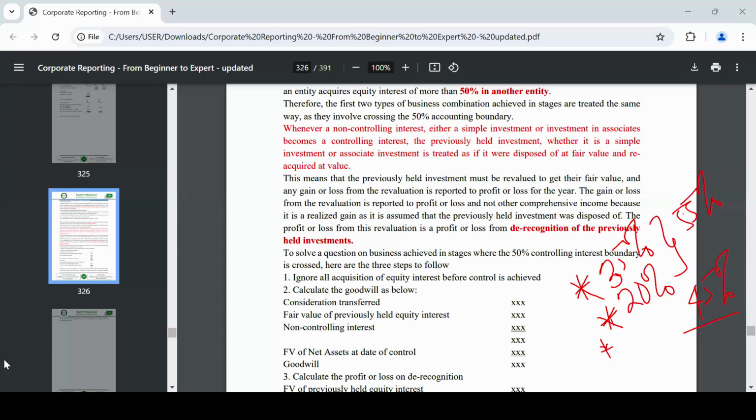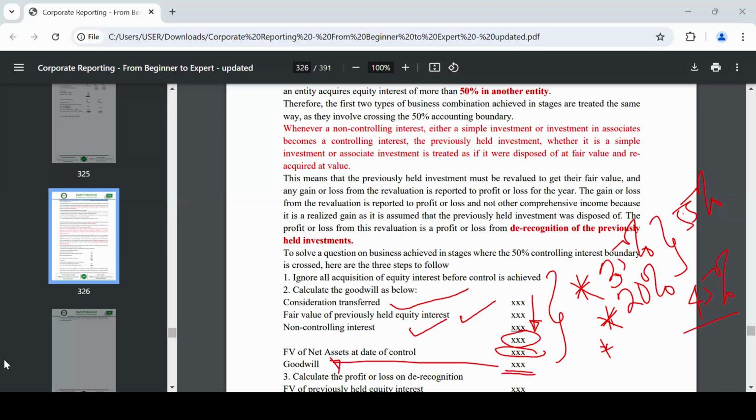Okay? I may need to demonstrate this so that we can get it easily. But it's very simple. If you follow what was done here, we're going to get it. Look at what it did. Consideration that was transferred, fair value of previously held equity interest, then your non-controlling interest. So you add these three together, what you now have is this that you have here, then take it away from the fair value of the net assets as at the day you got control. The resultant answer is the goodwill on consolidation.